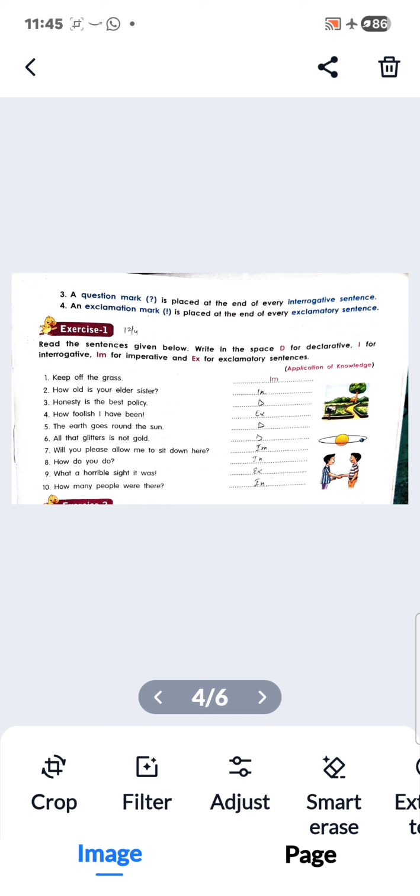Now we have done the exercise also, where you will have to tell the kind of sentence. Just like, keep off the grass. Here it is the command, so it is an imperative sentence. How old is your elder sister? You can see the question mark is at the end, so it is a question sentence, so you write interrogative. Honesty is the best policy. This sentence is stating something, so it is a declarative sentence. And number 4, how foolish I have been. You can see here is the sudden feeling and there is the exclamatory sign at the last, so it is an exclamatory sentence. So in this way you will have to practice these kinds of sentences.